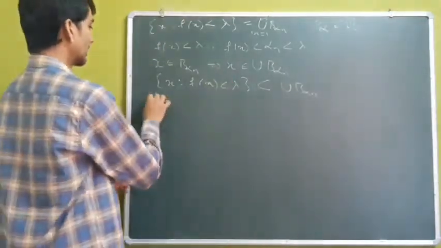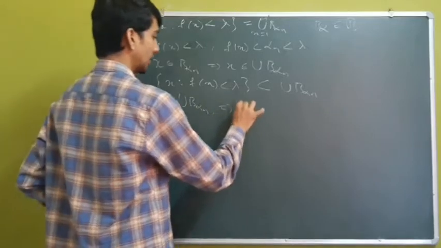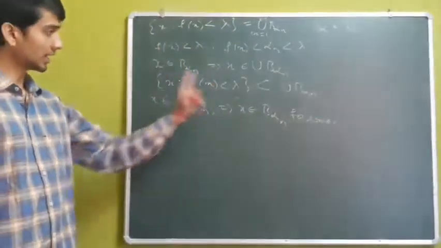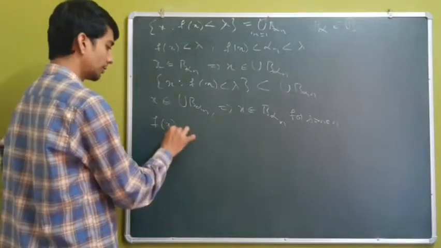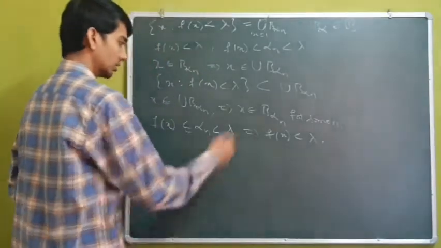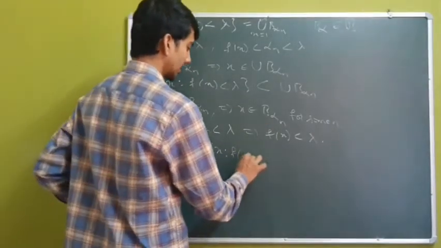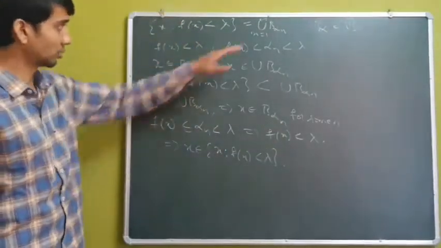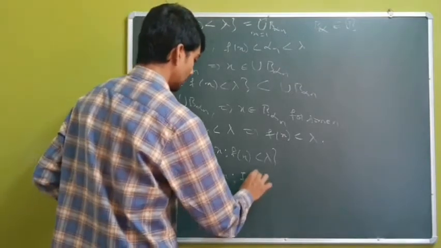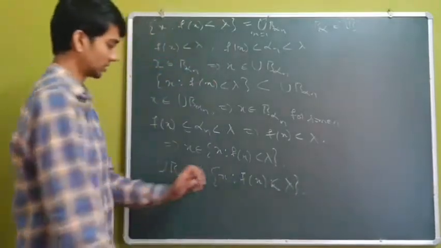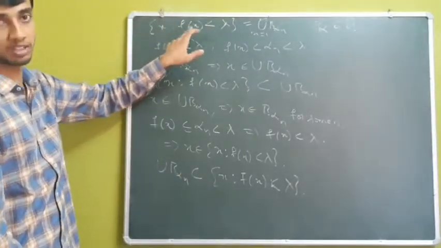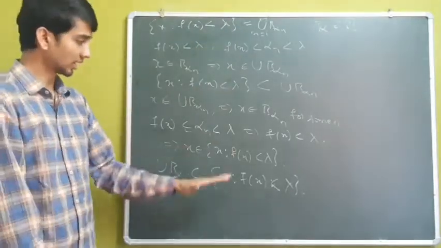Again, on the other side, if I take x to be in the union of b alphas, then x is in b alpha n for some n. Having x in b alpha n for some n, again by the definition, f of x is less than or equal to the sequence, which is less than lambda, and that implies f of x is less than lambda. So x is in the set of all x such that f of x is less than lambda. So the union of b alphas is contained in the set of all x with f of x less than lambda. These two inclusions imply the equality of these two sets. So this set is measurable, and that implies f is measurable for each lambda in R. So this concludes the proof of the lemma.